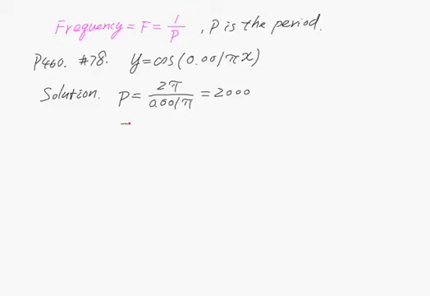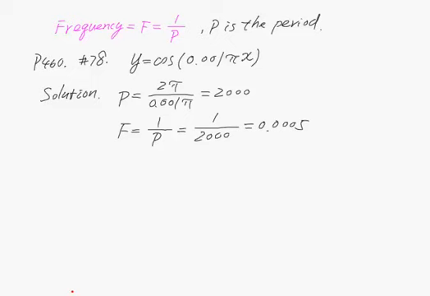Then frequency f is equal to the reciprocal of the period. So it's 1 over 2000, and then you get the value 0.0005. So this is the frequency of this sine wave.